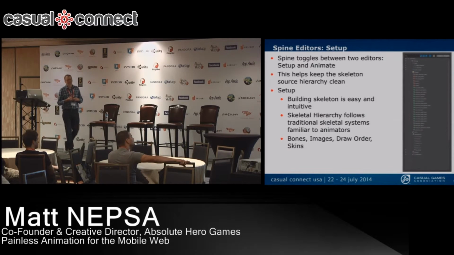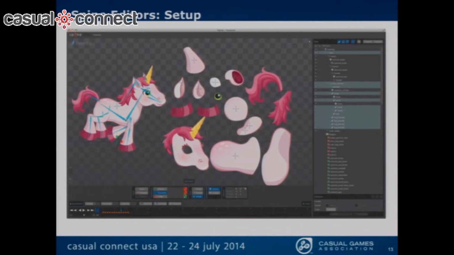There's 2 editors in Spine, so the workflow breaks down into 2 processes. Starting in setup, basically you go through and you set up your skeleton. I'm just going to go ahead and skip to the next slide. So right here, as I was talking about, this is a unicorn. You can see all the bones, the way it's been set up into the skeleton, and you can see all the different parts that go into this unicorn, right? So that's the only artwork we need.